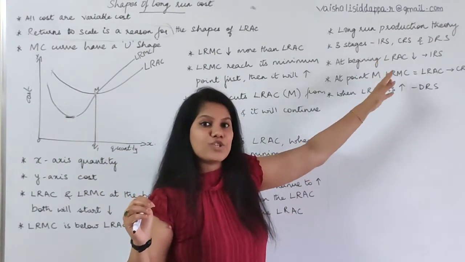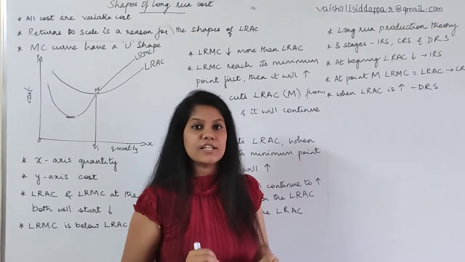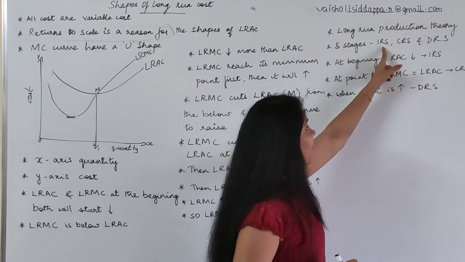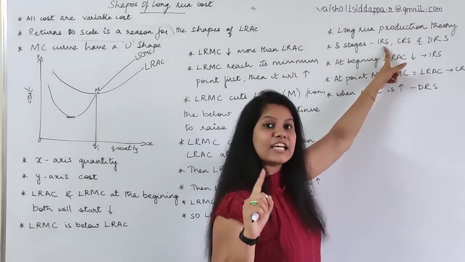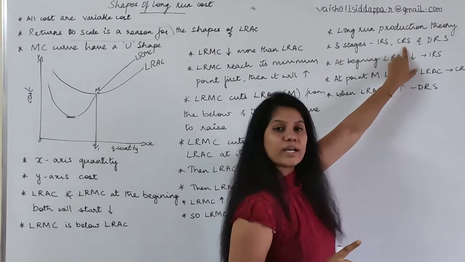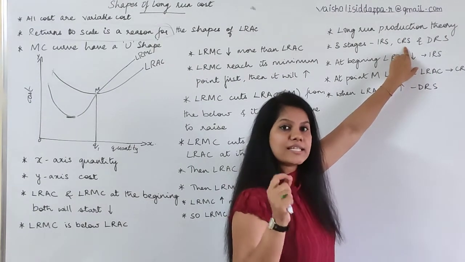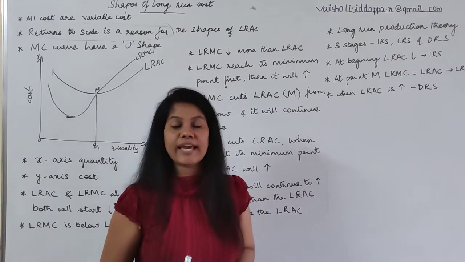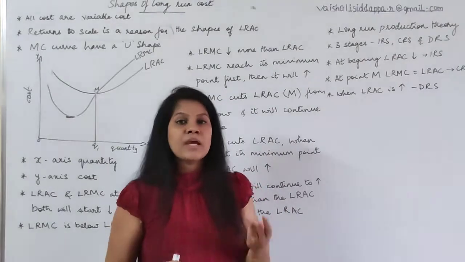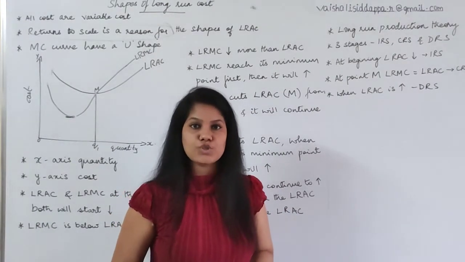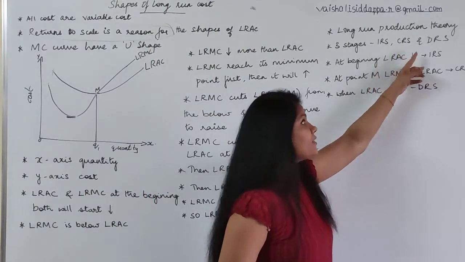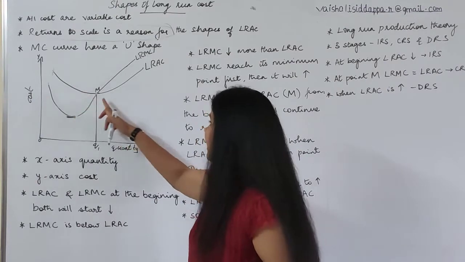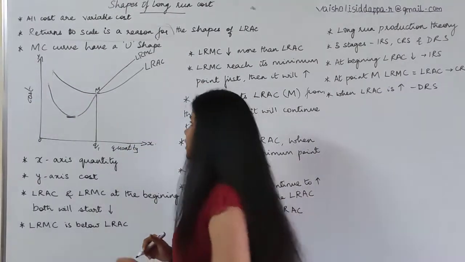In the long run production function, you have 3 stages in the returns to scale theory. The first one is IRS, which is increasing returns to scale. The second one is CRS, which is constant returns to scale. And the third one is diminishing returns to scale, which is DRS. There are 3 stages in the production function: IRS, CRS and DRS. How exactly it is connected to LRAC, I am going to connect that now.